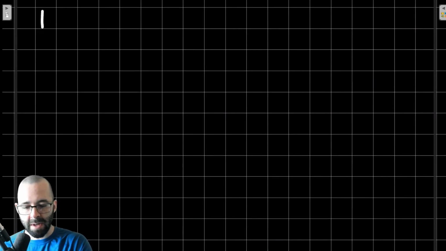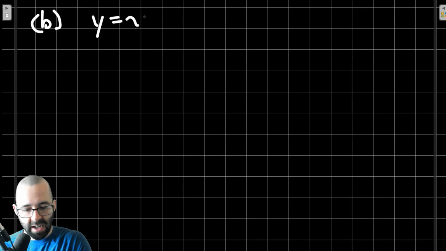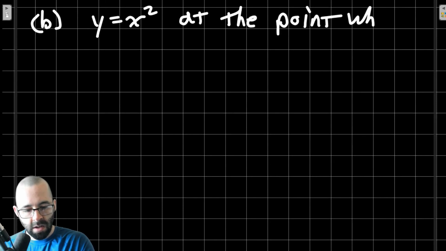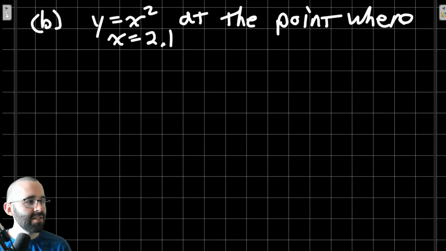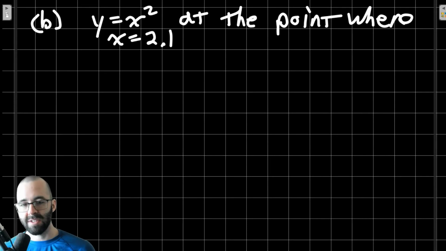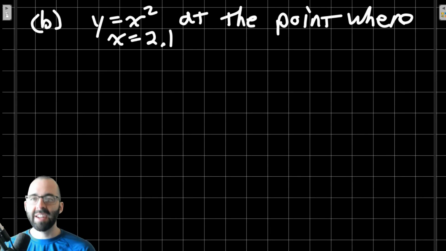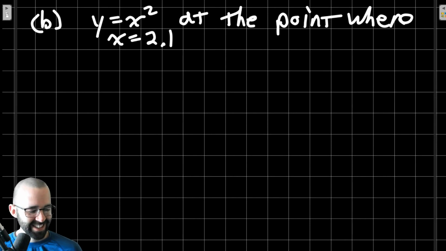Next part, part B, is also going to be y is equal to x squared, but this time it's at the point where x is equal to 2.1. And if you hate decimals, I've got bad news for you. This class has a lot of decimals, okay? Because this is a class about applications. And we of course haven't gotten to many applications yet, but we will. And unfortunately, in the real world, we have messy numbers. So better get used to it now. Suck it up. It's a great thing to tell your students.